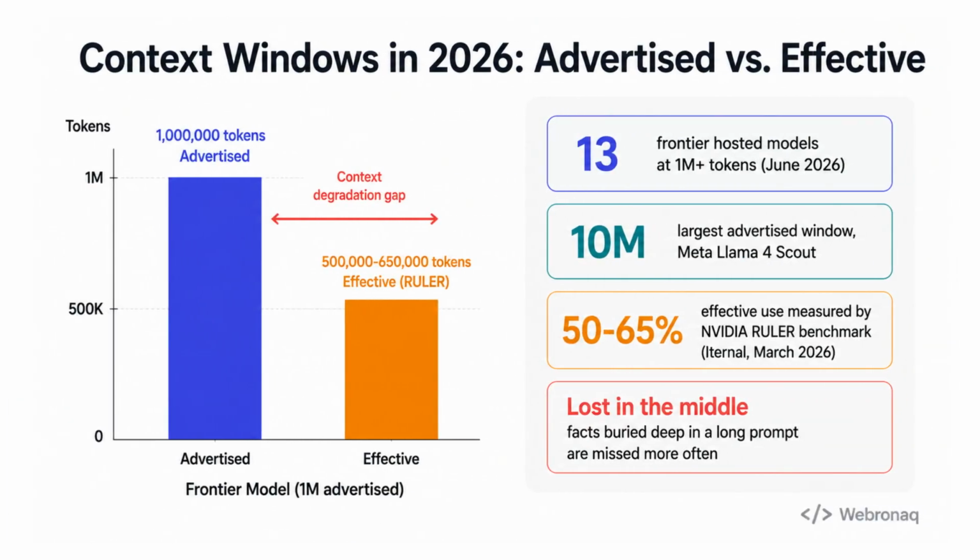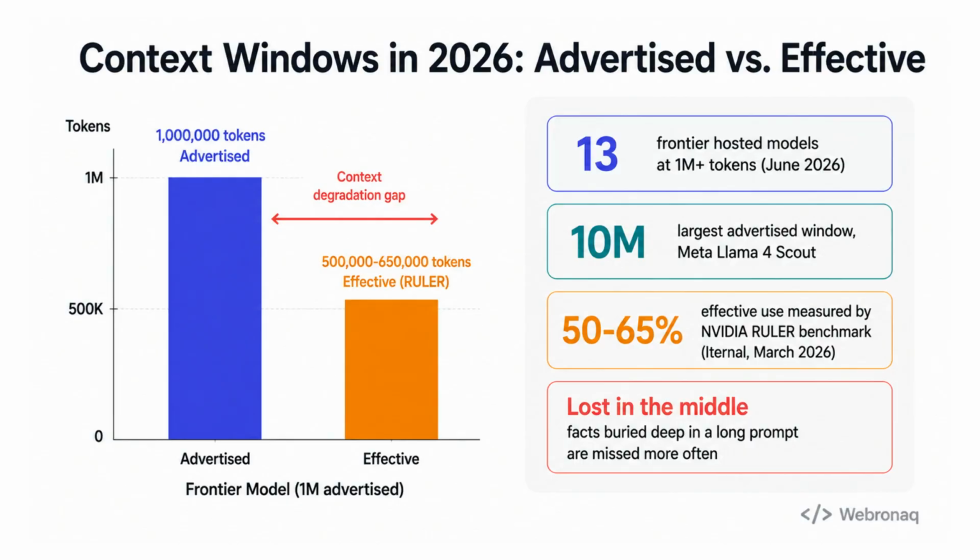Now here is where parameters and tokens come together in a very concrete way. As of June 2026, 13 frontier-hosted models ship context windows of 1 million tokens or more. The largest advertised window belongs to Meta's Llama 4 Scout at 10 million tokens. That sounds remarkable, and it is, but the number on the spec sheet is not the full story.